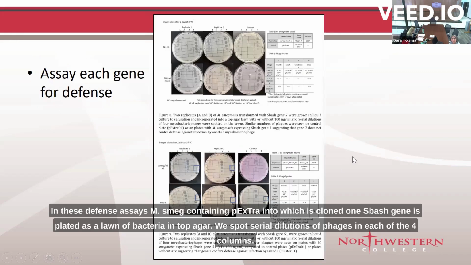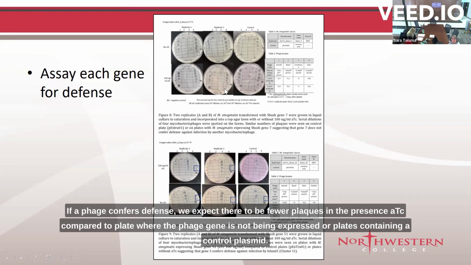In the defense assays, M. smegmatis containing a plasmid into which we cloned a phage gene are plated as a lawn of bacteria in top agar. We spot 10-fold dilutions of phages in each of the 4 columns. If a phage gene confers defense, we expect there to be fewer plaques in the presence of ATC compared to plates where the phage gene is not being expressed, or a lawn containing a control plasmid.